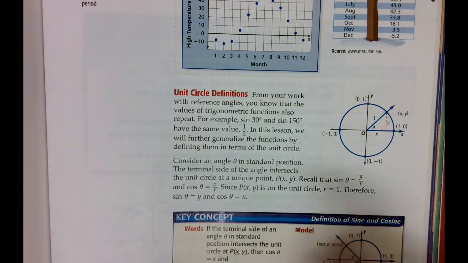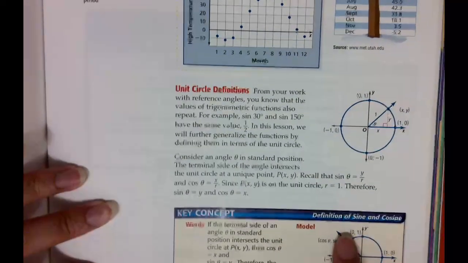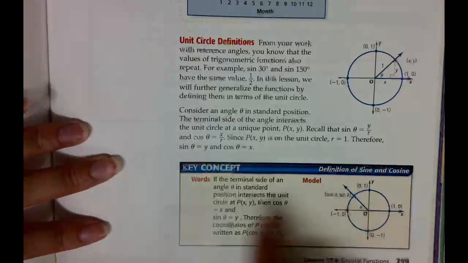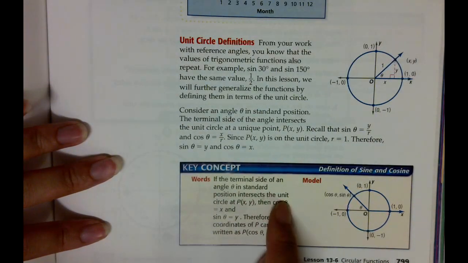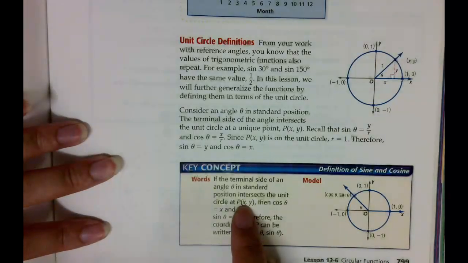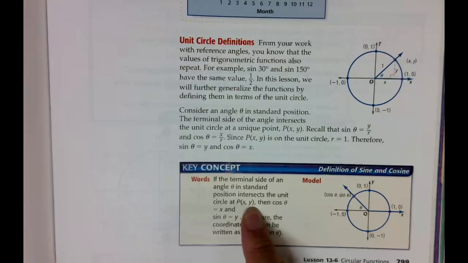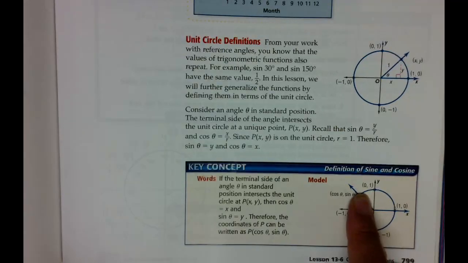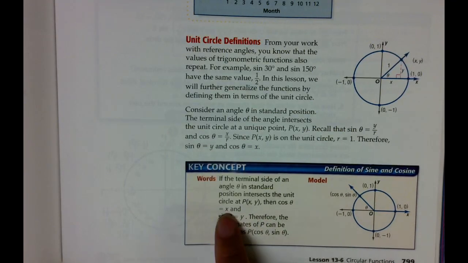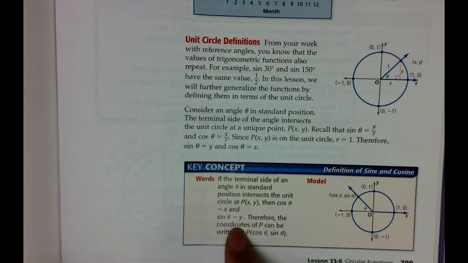What we want to know is the definition of sine and cosine. If the terminal side of an angle in standard position intersects the unit circle at a point, let's say (x, y), what that means is it hits the unit circle somewhere. Then cosine theta is x and sine theta is y.